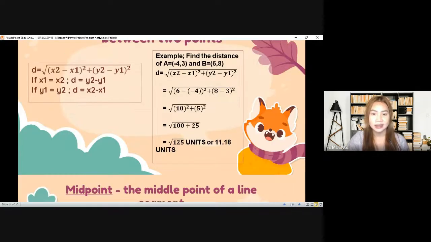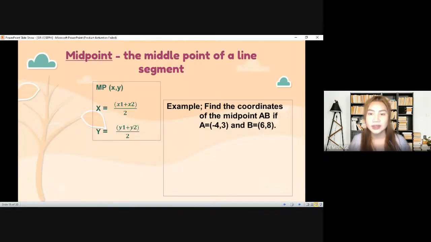So next, proceed tayo sa midpoint. So the midpoint of a line segment, MP of X and Y. So X is equal to X sub 1 plus X sub 2 over 2. And for the formula of Y, Y is equal to Y sub 1 plus Y sub 2 over 2. So, yun yung formula ng midpoint. We have to find the value of X and Y with that given formula.